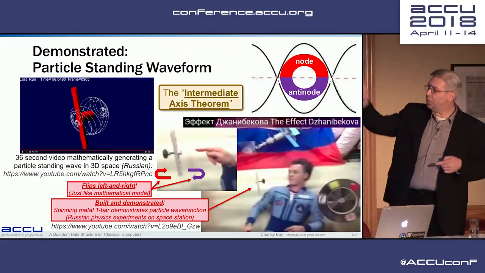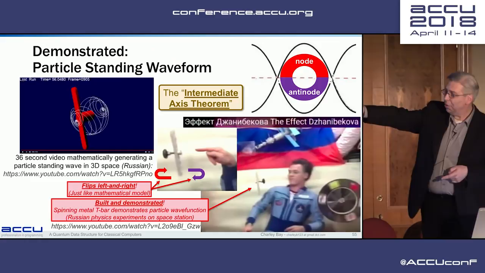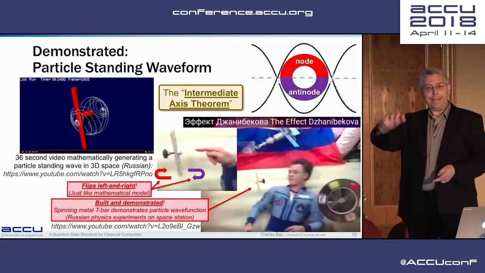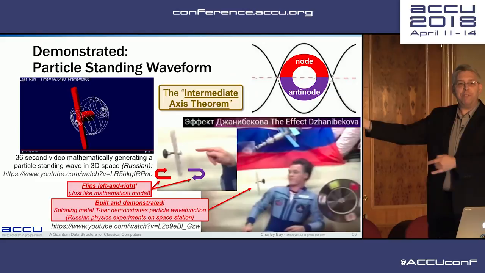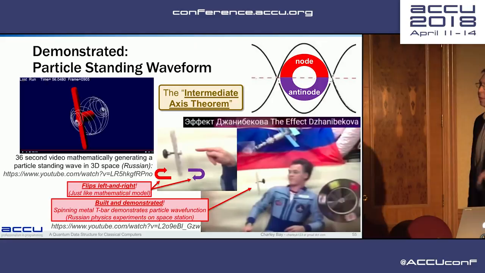That little video there, I recommend you go check it out. It's kind of cool. It doesn't look right. That's a hunk of metal. That's a T. He spins the T. It's one piece. There are no moving parts there. And it spins, it gets unstable, and it flips. Spins, gets unstable, and it flips. This is an utterly unbelievable video from the space station because that's drawing a particle. That's what particles are. That's how they work, sitting on the intermediate axis theorem for physics.